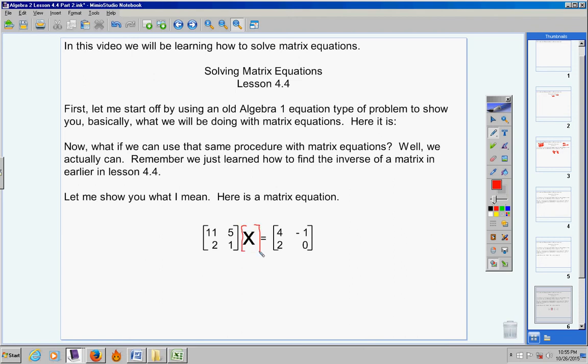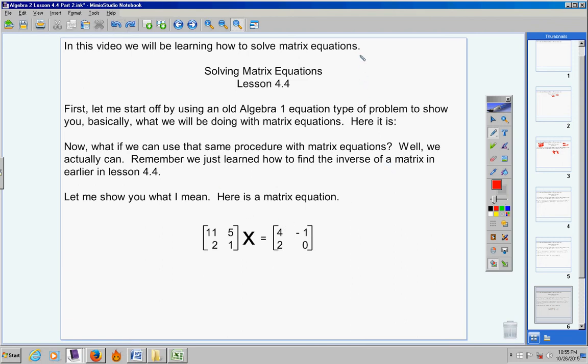You're trying to find a matrix so that when you multiply this matrix here, are you listening, times this matrix here, you will get this right here. Got it? That's your goal, okay? So with that in mind, here's what we do.